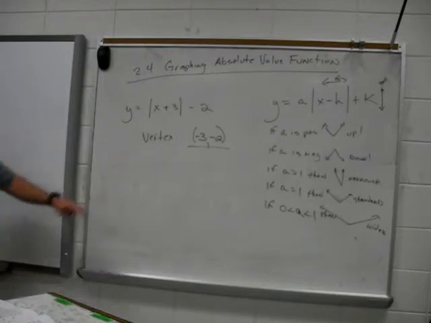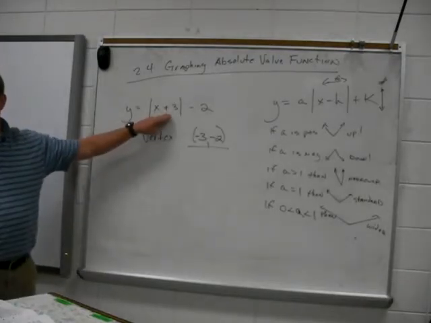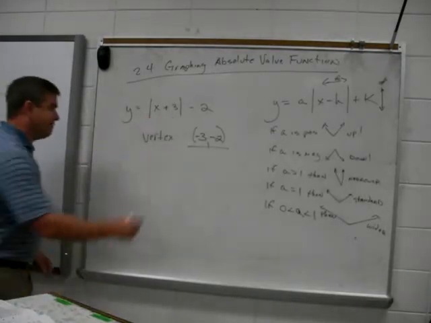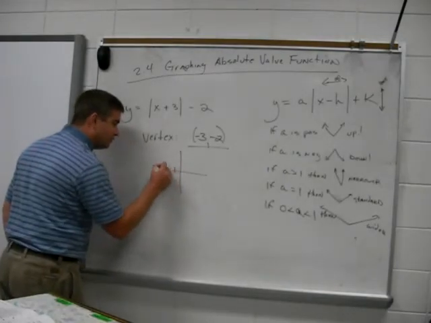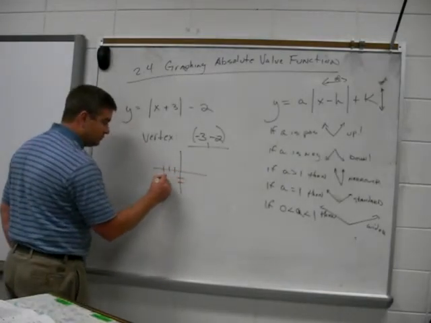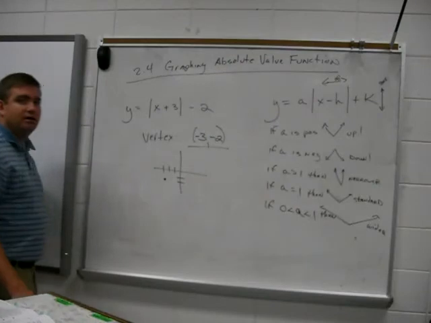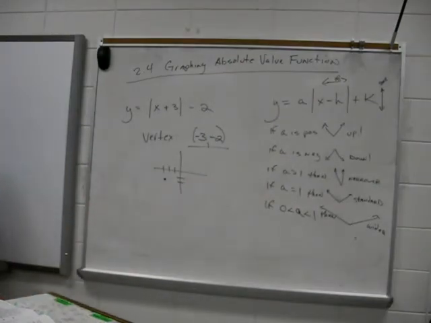Why is it negative 3? Because we do the opposite in here. This is telling us left and right. If I were to graph that, I'd go 1, 2, 3 to the left, and I'd go down 2. And there it is right there. Let's go ahead and finish the graph. Is it going to go up, or is it going to go down? What's this graph going to do?